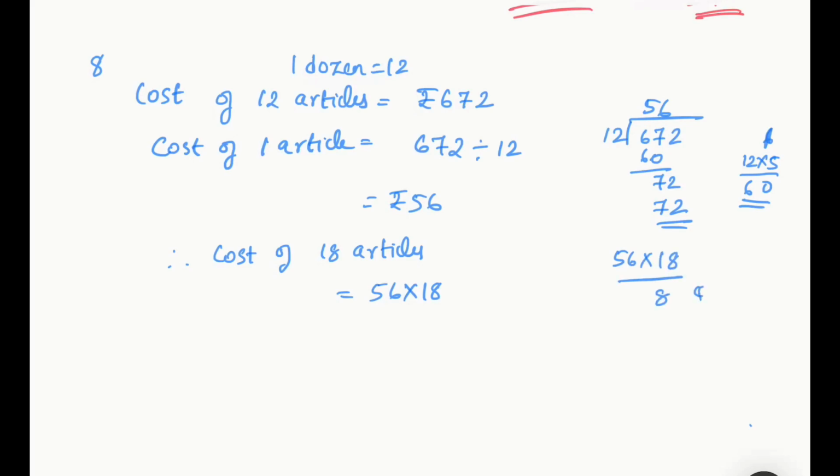8 6s are 48. 8 5s are 40. 40 plus 4 is 44, into 56. So we'll get the answer as rupees 1008. Okay.